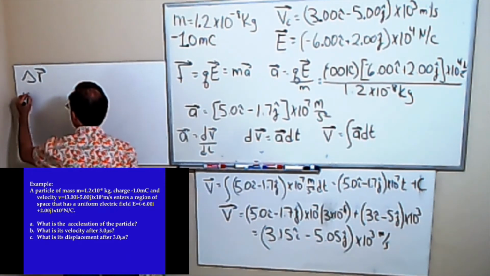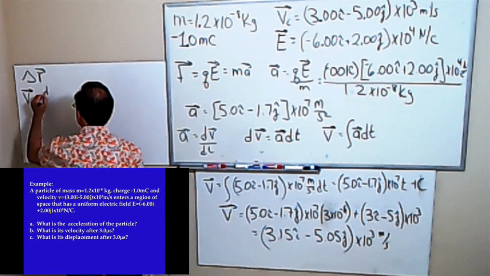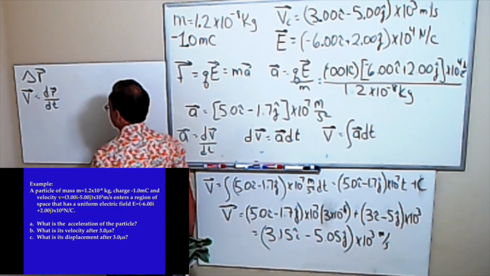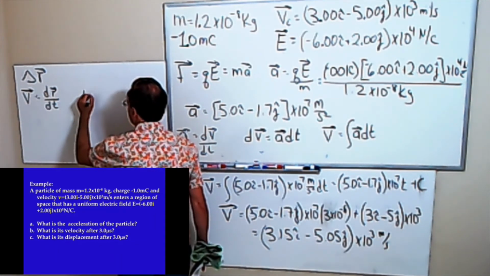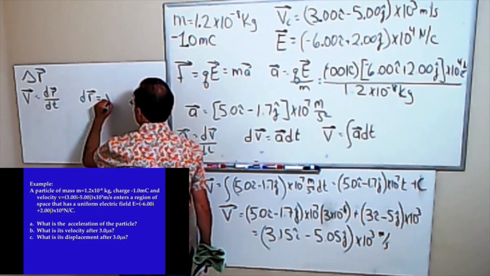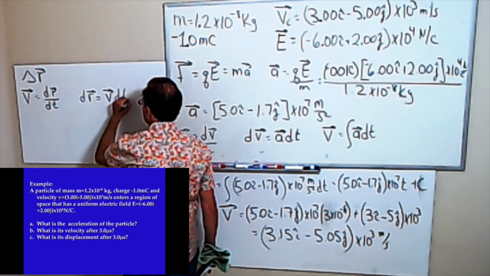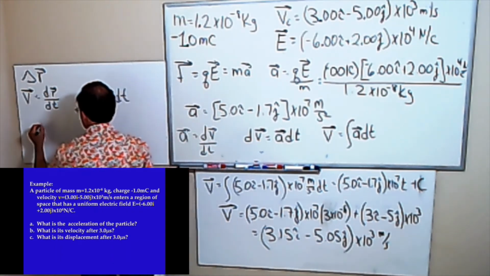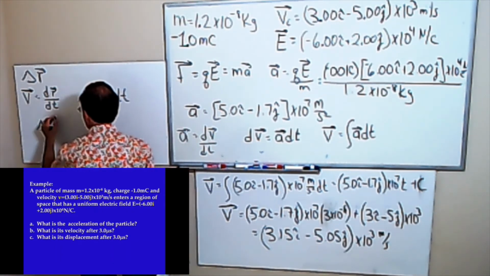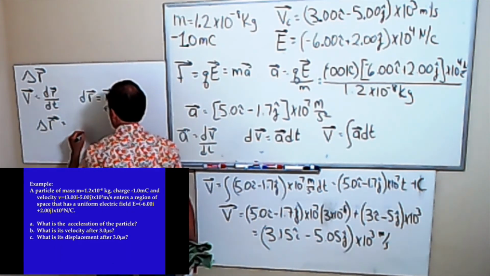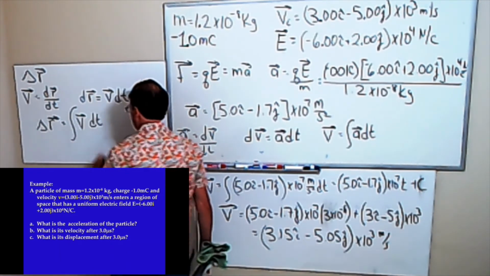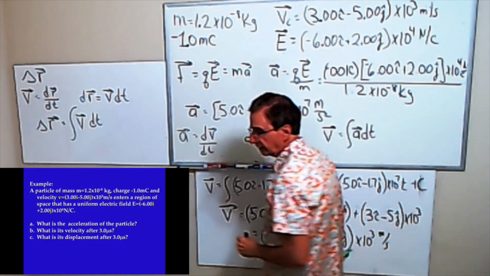Well, we know that v is dr/dt. So dr is v dt. The delta R is the integral of v dt.